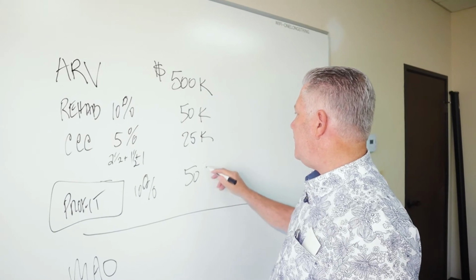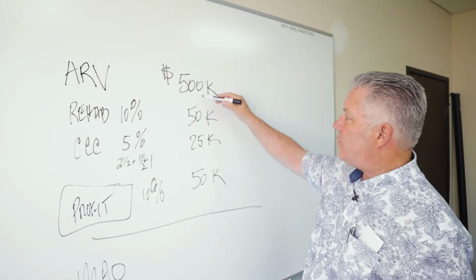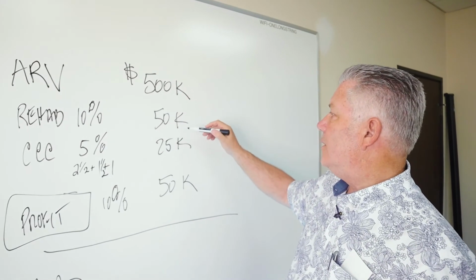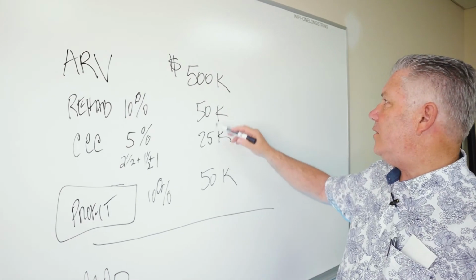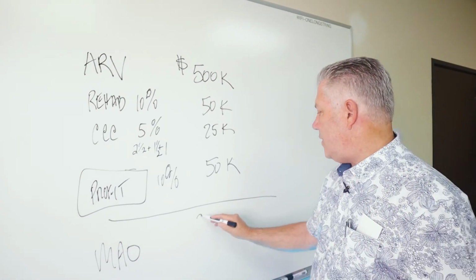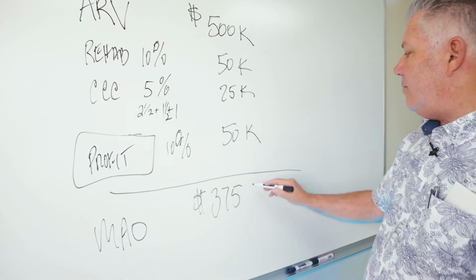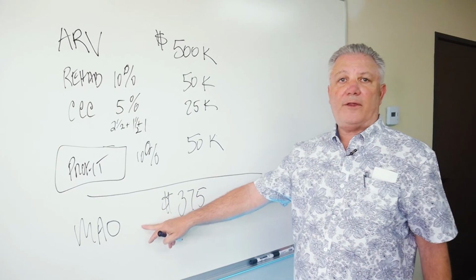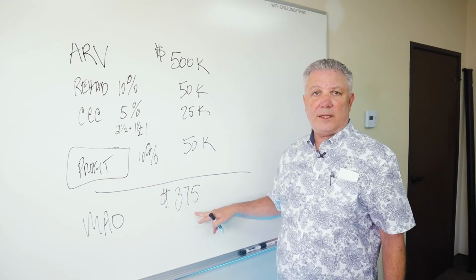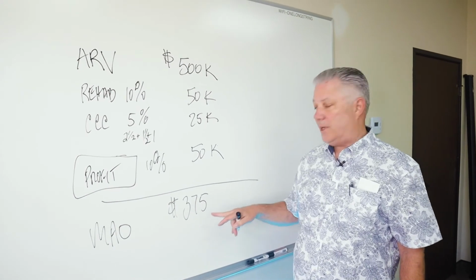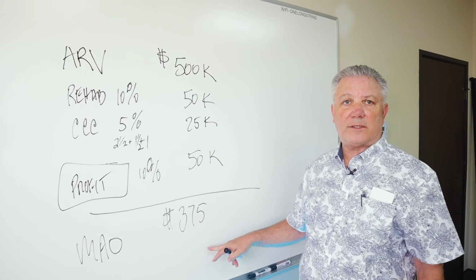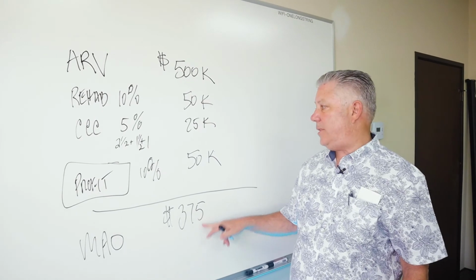So again, another 50,000 here. So as we subtract these numbers, 50, 50, 100, 125, we're at 375 for the maximum allowable offer. So you're going to put an offer in on this property for way less than this and negotiate up to this amount or less, because if not, you're not going to be making much money.